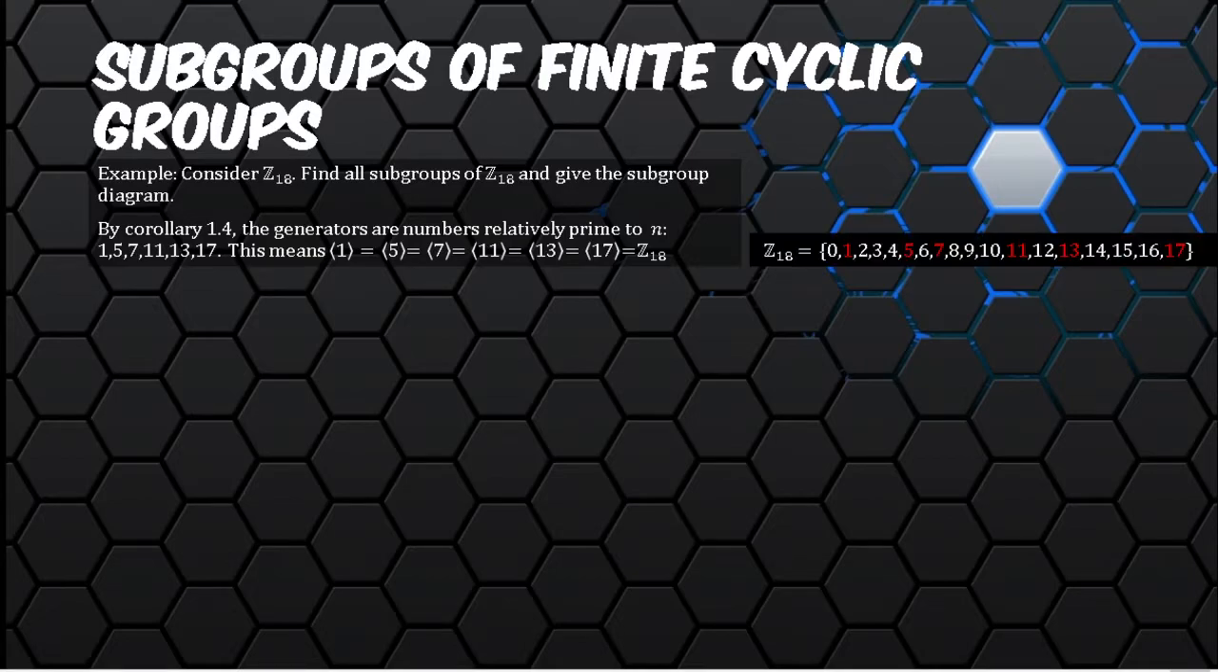So, from Z18, parang i-cross out natin muna yung mga nandiyan kasi alam na natin yung mga subgroups generated by these elements. So it's time to generate now the elements generated by the ones that are not generators of the group itself.